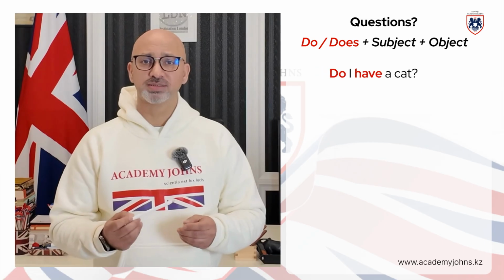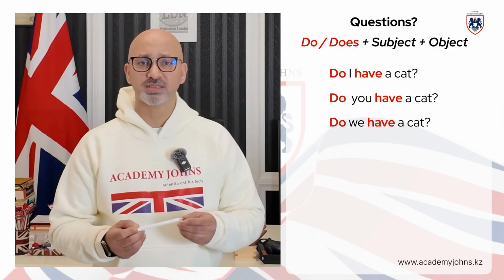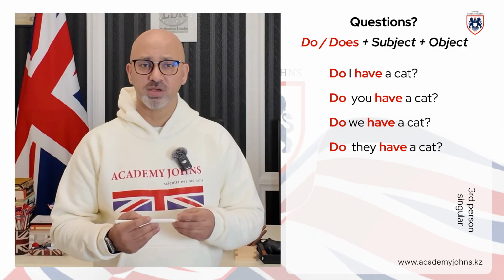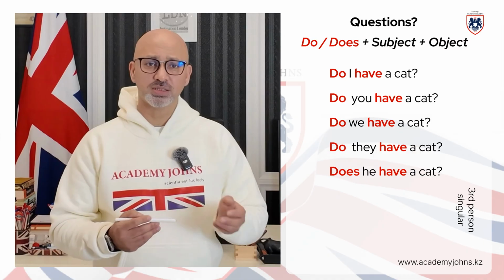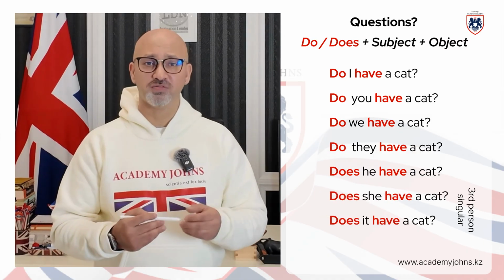Let's start making sentences. Do I have a cat? Do you have a cat? Do we have a cat? Do they have a cat? Making sentences with he, she, it, we use does here. So our sentences are: Does he have a cat? Does she have a cat? Does it have a cat? So now you have finished the verb have completely.